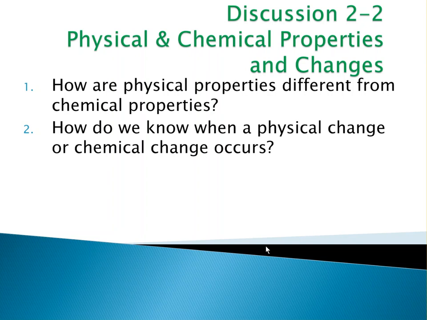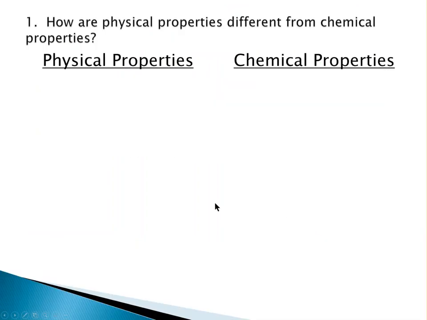Okay, it's time for discussion 2-2, physical and chemical properties and changes, and we're going to look at some important groups on the periodic table. All right, so let's first talk about physical versus chemical properties.